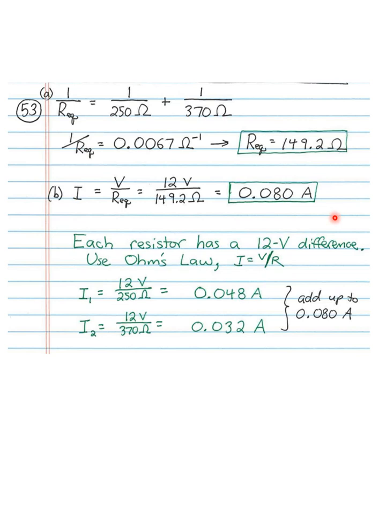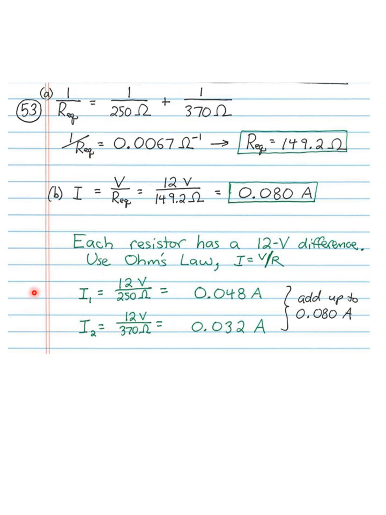Now we want to know the current through each resistor. Now if they're in parallel, each resistor has the same voltage. It's going to be 12 volts. So we're going to use Ohm's law and apply it to each resistor.